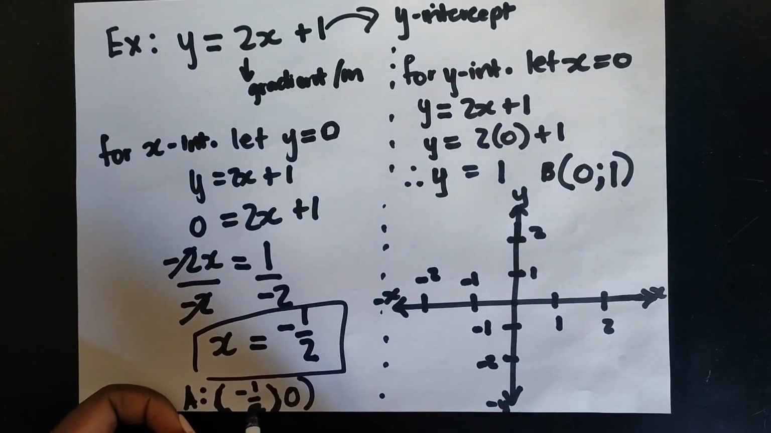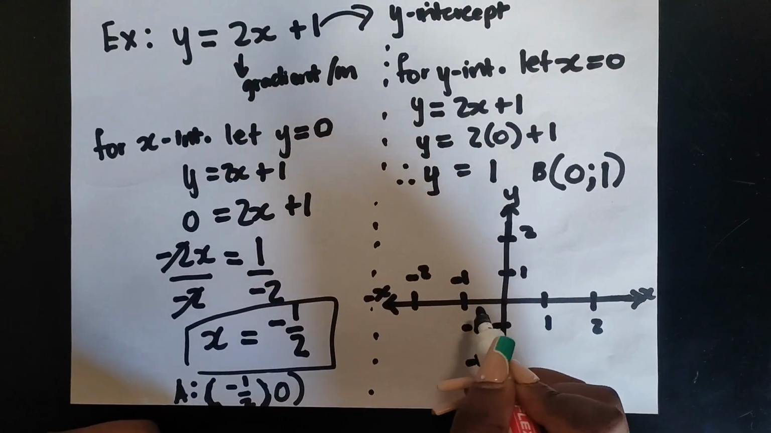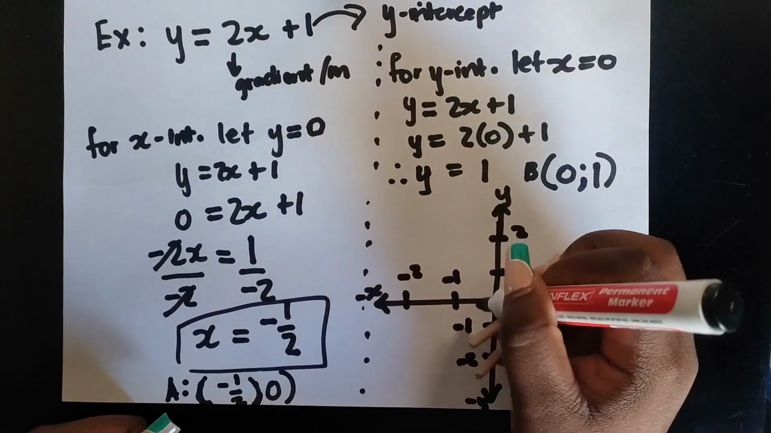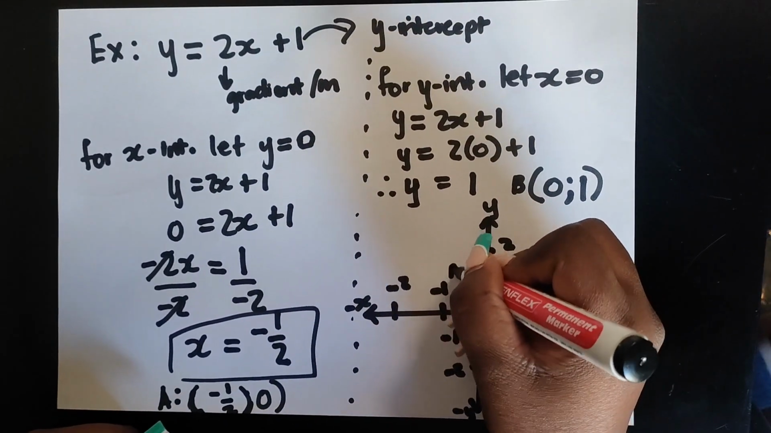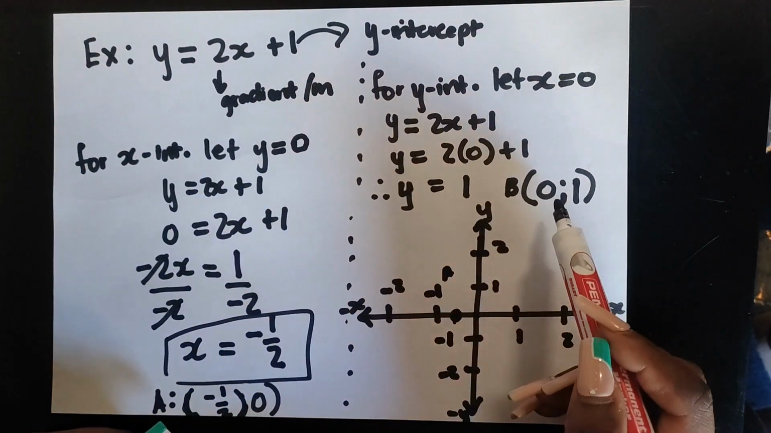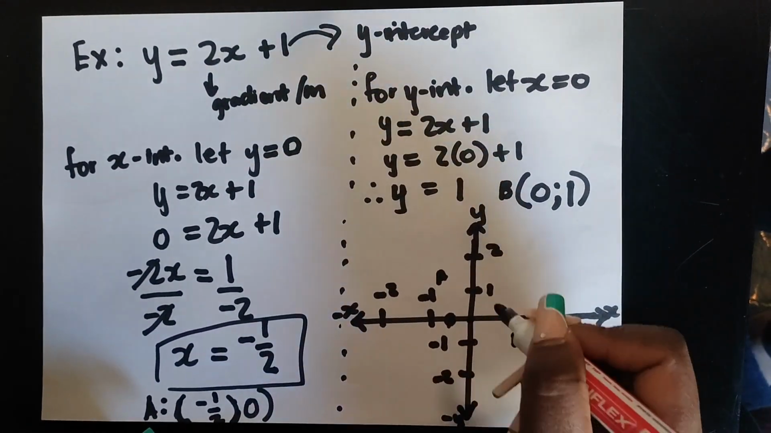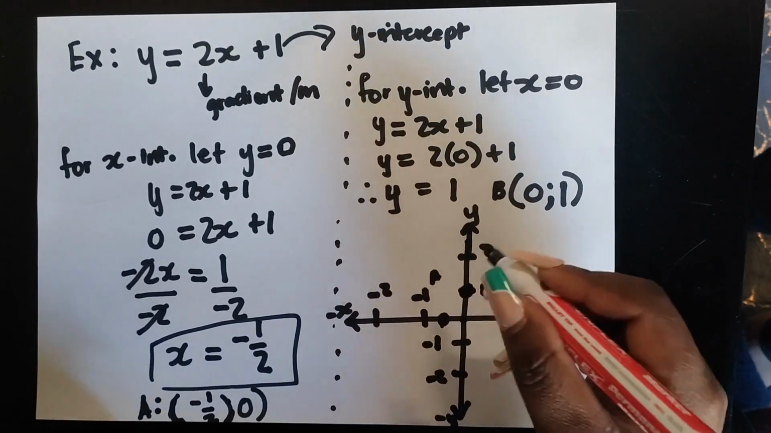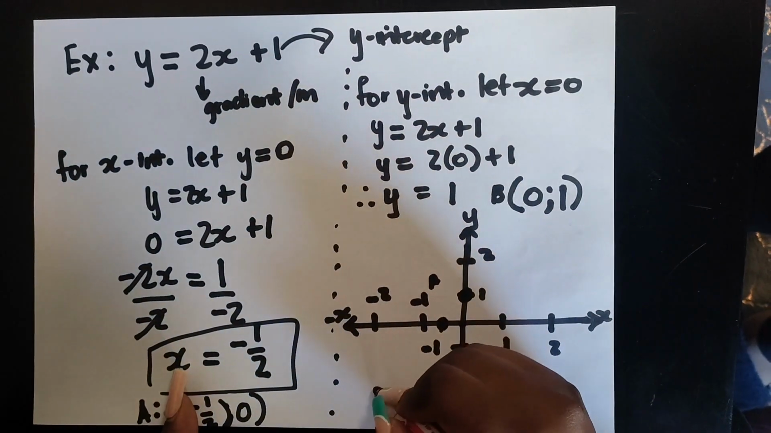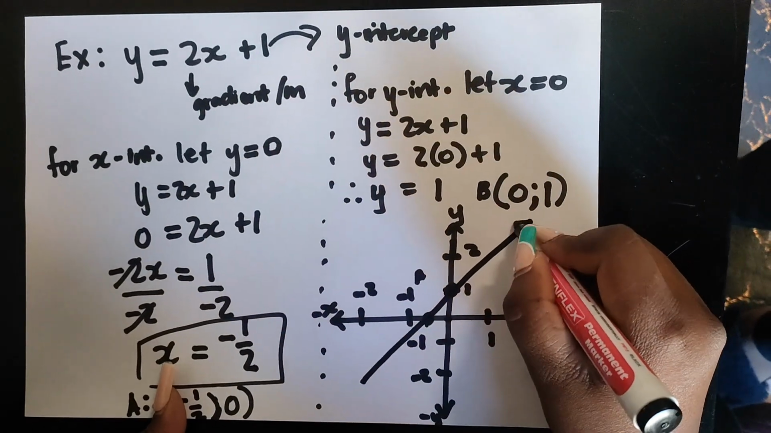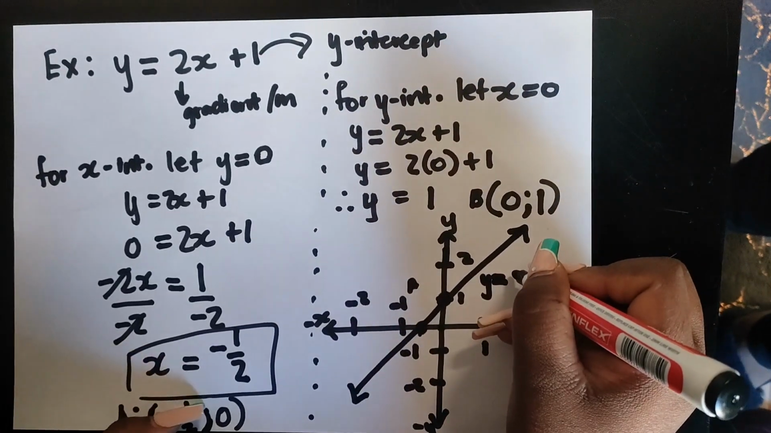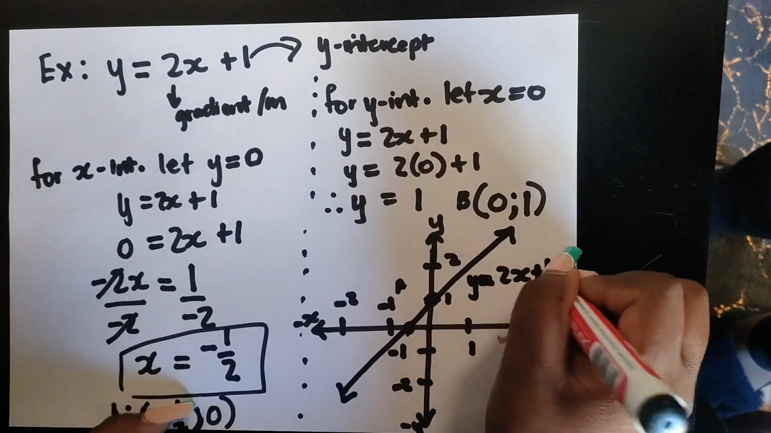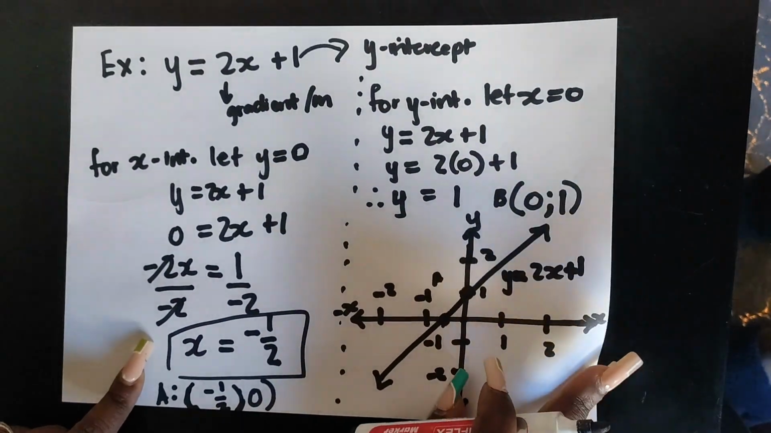Continuing, our first point is negative 1/2. Negative 1/2 is between 0 and negative 1, which is somewhere here. So that's our first point, point A. And then when x is 0, y is 1, so it's this point here. Then our line is just going to move like this. And then you write y equals 2x plus 1. I'll make it bigger on the other page so that you can see clearly.